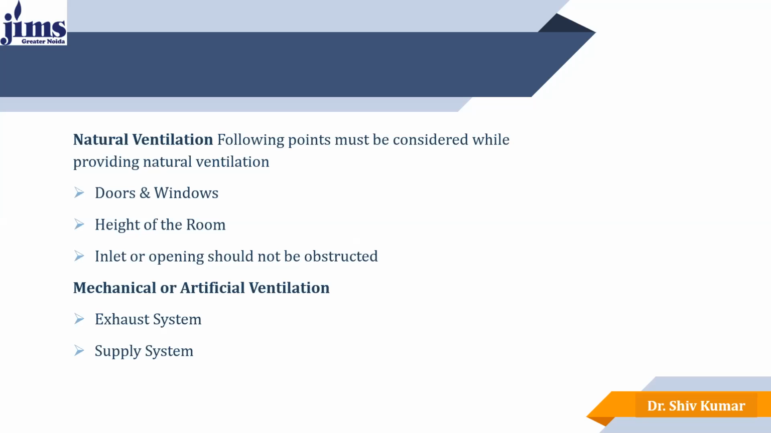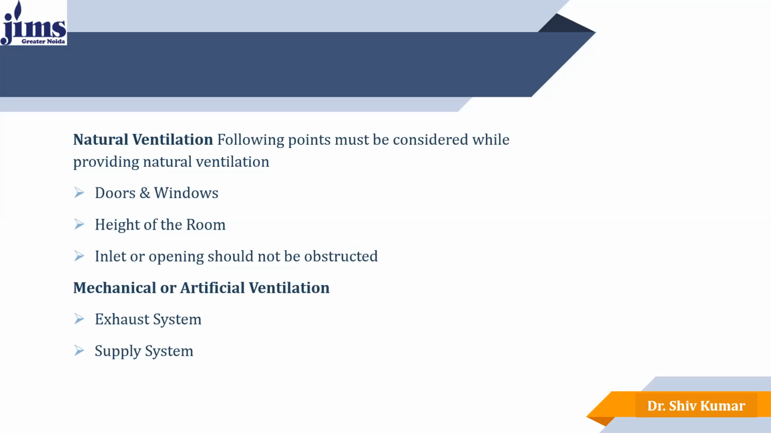And the next one is the mechanical or artificial ventilation, which we are providing in our houses. That is an exhaust system. We are providing the exhaust system mainly in two places. The one is the washroom and the second one is the kitchen.